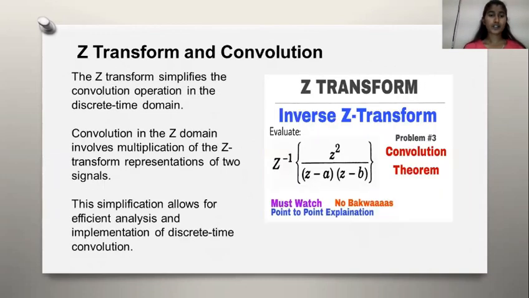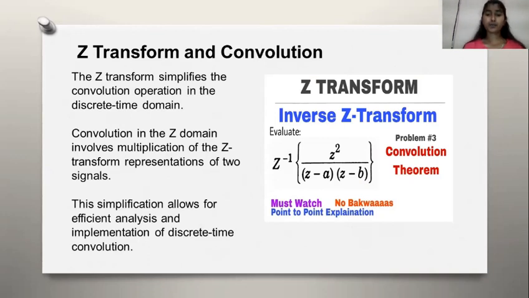Finally, let us see the conclusion of the Z transform. The Z transform simplifies the convolution operation in the discrete time domain, and convolution in the Z domain involves the multiplication of the Z transform representations of the two signals. This simplification allows for efficient analysis and implementation of discrete time convolution.